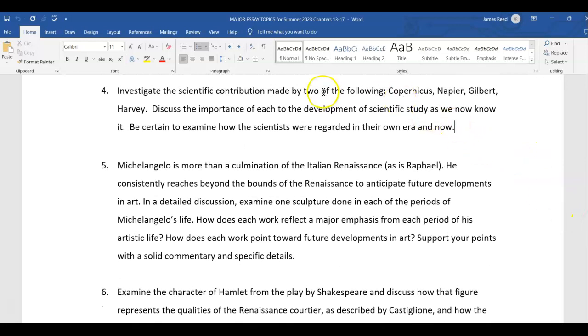Again, because you only have to choose two of them, you write about two particular figures, you're only really writing 500 or so words about each one. That's going to be really easy to do, to discuss either Copernicus, Napier, Gilbert, or Harvey. I mean, those are individuals who really have quite a great deal of detail and information that you'll find about them.